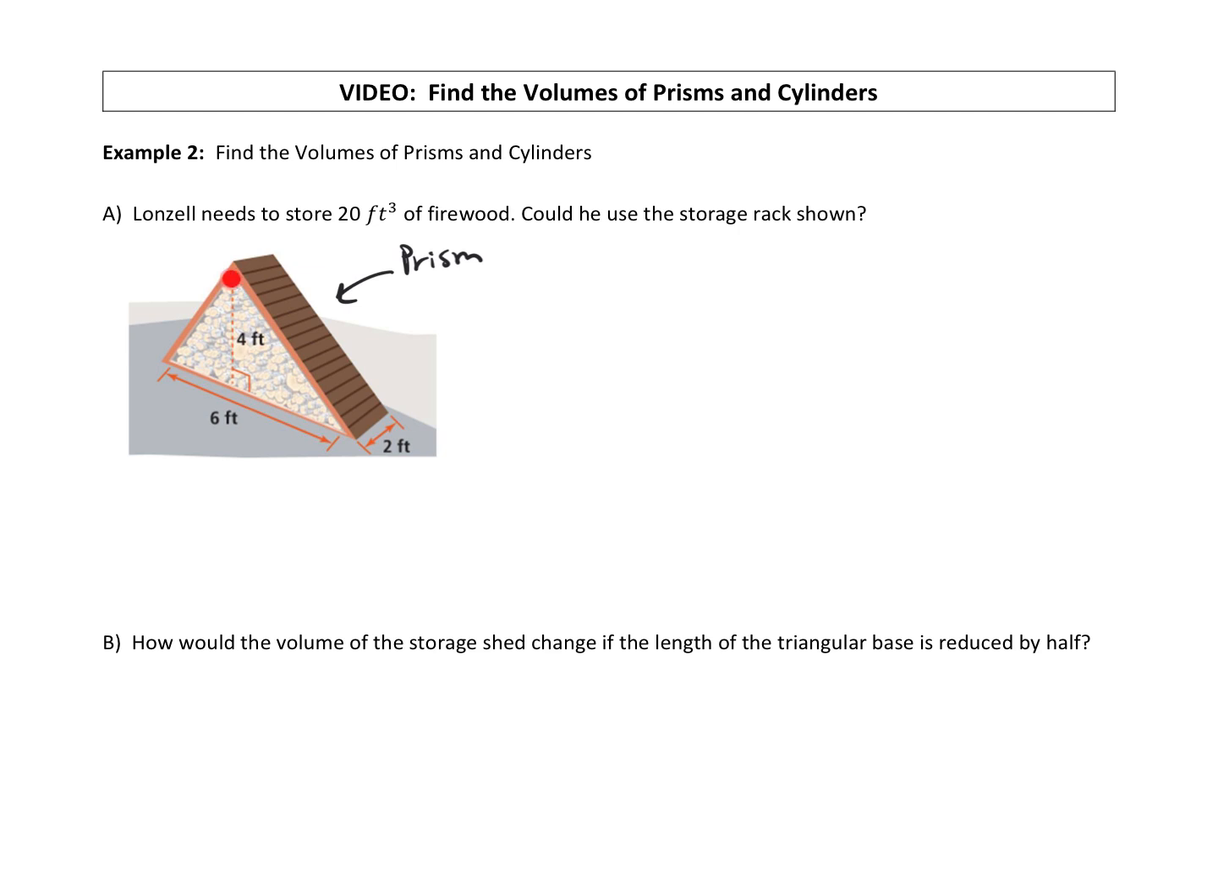What we actually have is a triangle in front and the same triangle in the back. It's a three-dimensional shape, so we can't see that, but we can picture it. So this is a triangular prism, which means that the base is a triangle. That's our key information. So let's find the volume of this prism and see if he can fit 20 feet cubed of firewood in it.